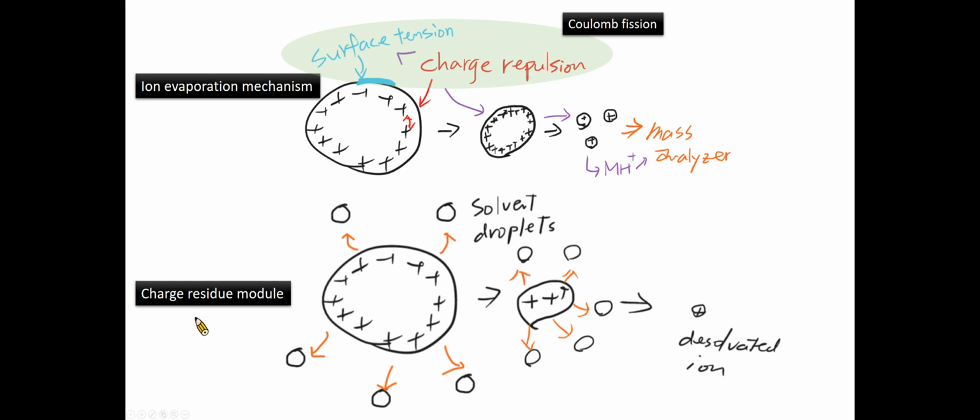The second is the charge residue model (CRM), where ions eventually become desolvated as solvent molecules leave the droplet surface. In this process, solvent molecules evaporate from the larger droplet and the droplet shrinks until just dissolved ions remain. Evidence suggests that smaller ions are more likely to enter the gas phase by the IEM, whereas the larger multiple charge species are more likely to follow the CRM.